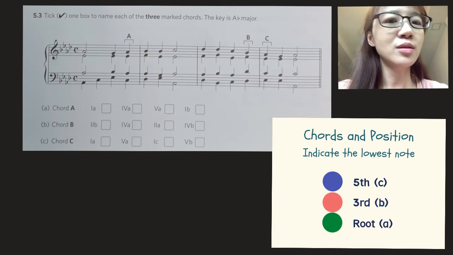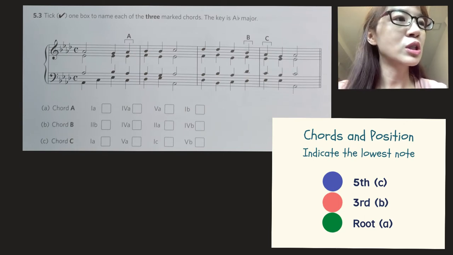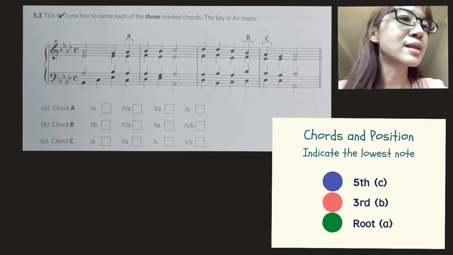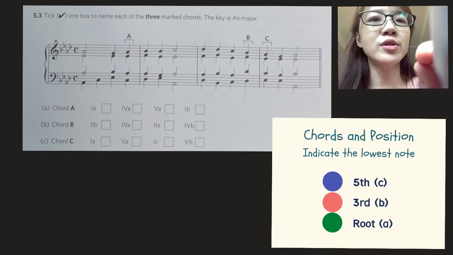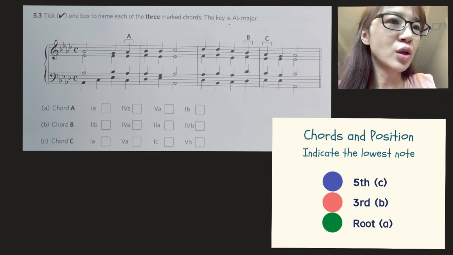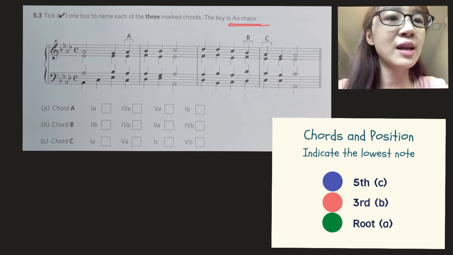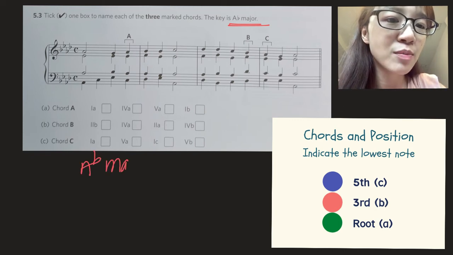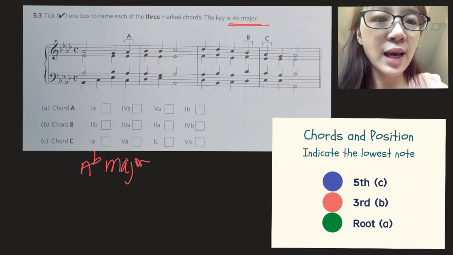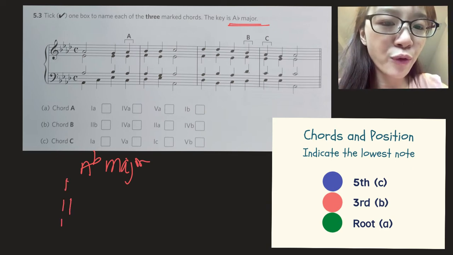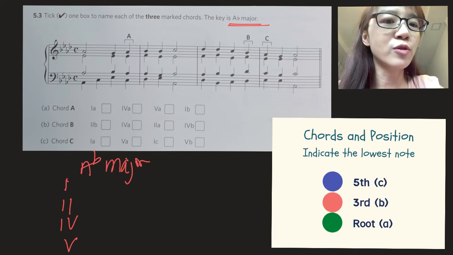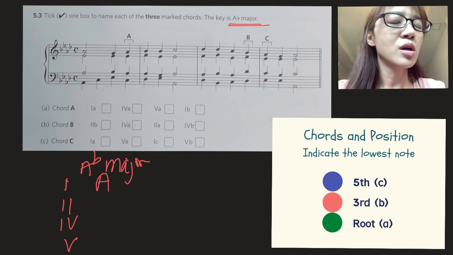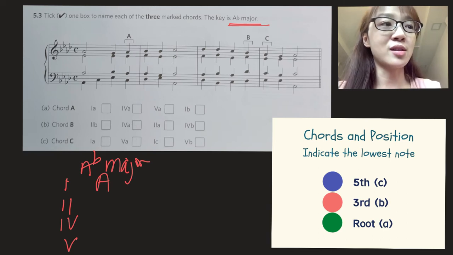For this question, the student is not required to know about the cadence, but you need to know about the chords and their position. So the first thing is the same. We need to know the key. It is A flat major. We need to build the chart based on A flat major. And 1, 2, 4, 5. So start on the first note, which is A. You don't have to consider the flat because the flat will not affect your answer.